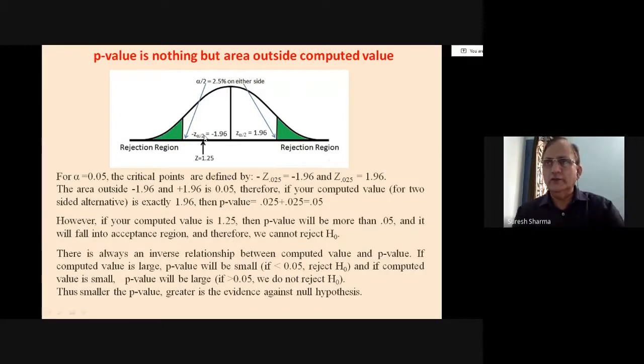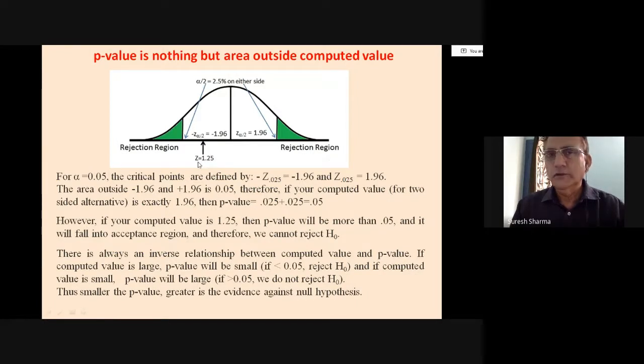So one thing is clear, you compute the value of the test statistics. If it is greater than 1.96 or it is less than minus 1.96, then it will go into the rejection region. You will reject your hypothesis. But suppose your computed value is coming out to be 1.25.